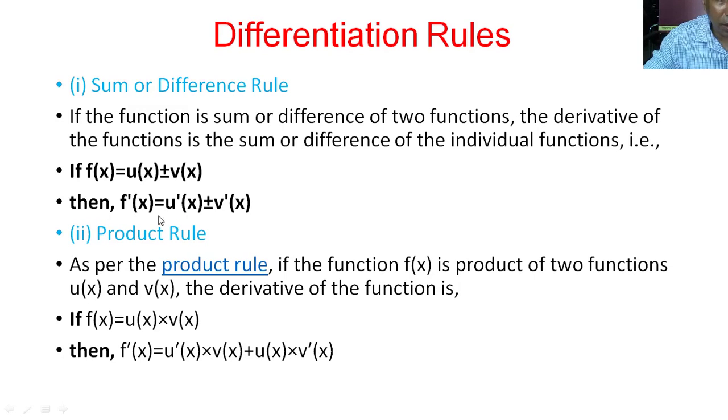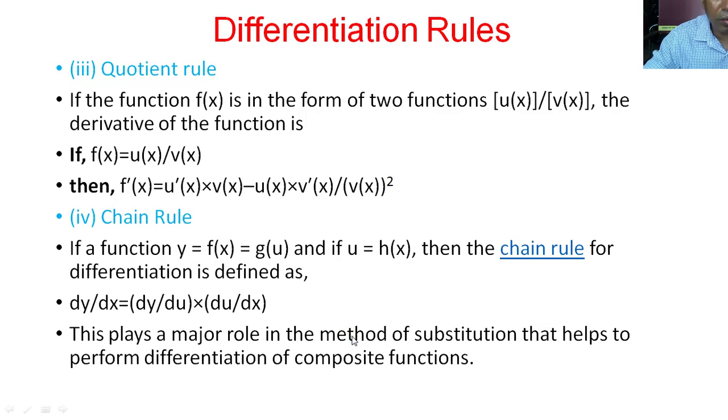So we have the sum rule, difference rule, product rule, and one more rule, that is the quotient rule. If the function f x is in the form of the quotient of two functions u x by v x, with the condition that v x is a non-zero function, the derivative of the function is given by denominator into derivative of numerator minus numerator into derivative of denominator, divided by denominator whole square.